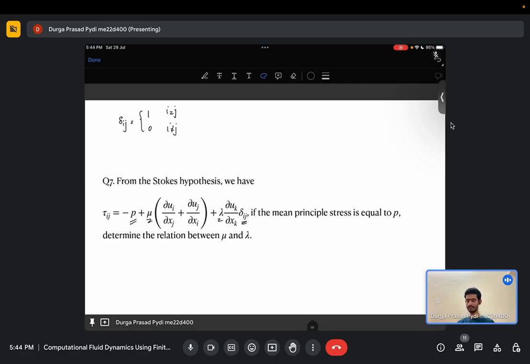Using this formula you can construct your τ matrix. In that τ matrix, calculate the trace, that is, the sum of the diagonal elements, and take an average of them, that is τ11 plus τ22 plus τ33, divided by 3. What I am saying is that this particular average is equal to the thermodynamic pressure itself. If this relation has to hold, what would be the relation between μ and λ?